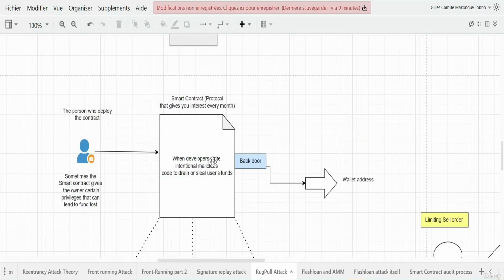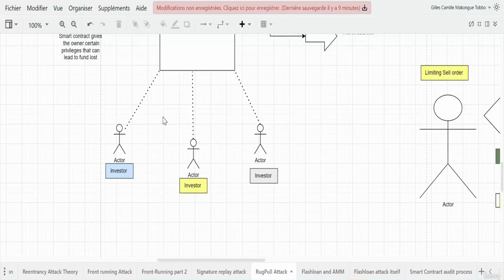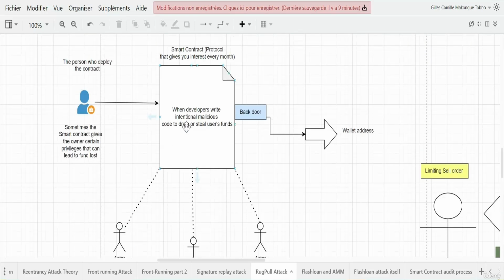So you can see that this is the person who's going to deploy the smart contract. Let's say this smart contract is a protocol, okay? And that protocol is supposed to give you interest every month, or let's say every week. So if you deposit like $10 in that protocol, every week you're going to have 10 plus 1. You're going to have 11. So after some days, you can withdraw your money, okay?